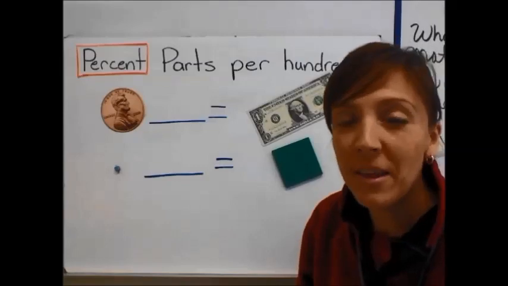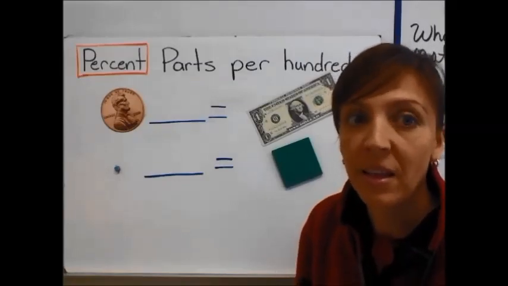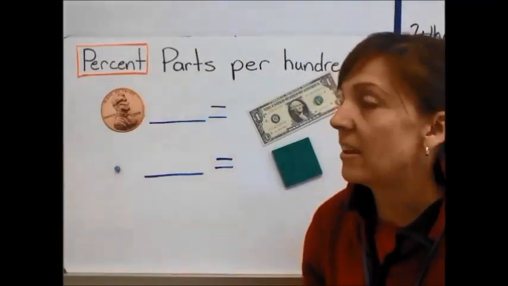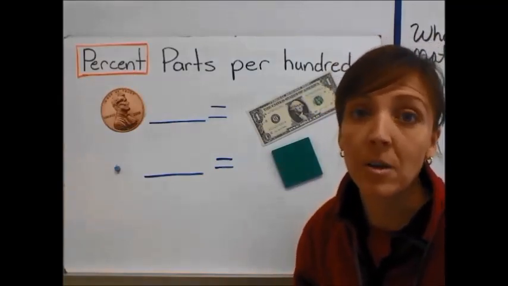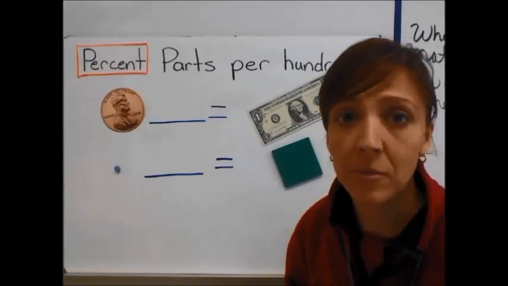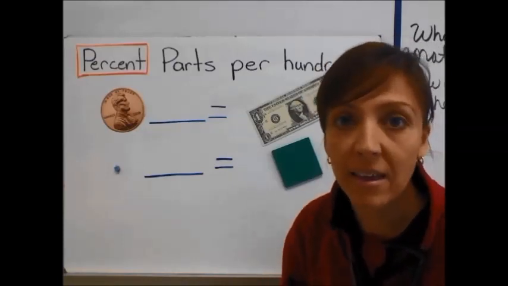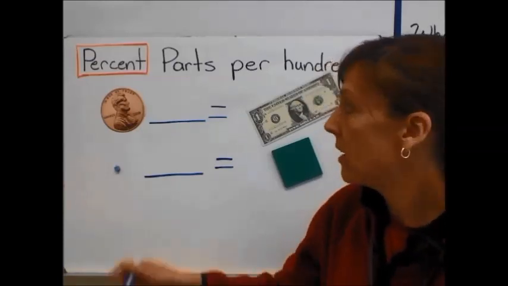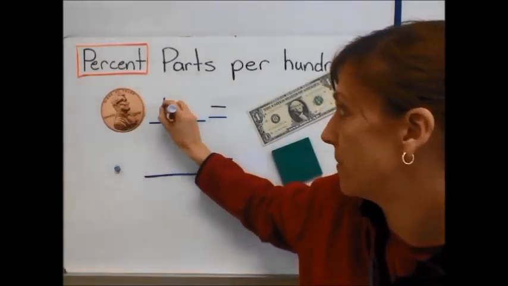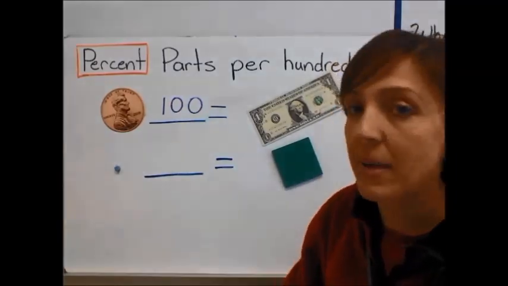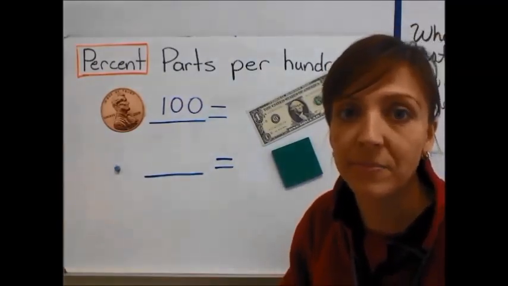Percent. Percent means parts per hundred. Let's talk about the word cent. It's a really simple word. We know what a cent is. And when we're talking about money, a cent is a penny. How many pennies does it take to make a whole dollar? It takes 100 pennies to make a whole dollar, and that's what we've got to think about.